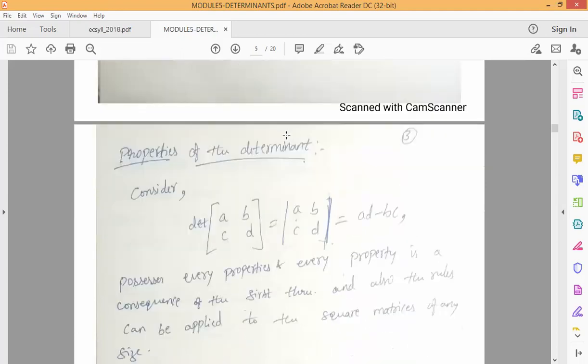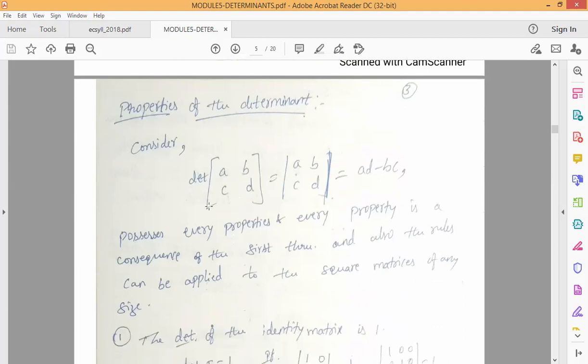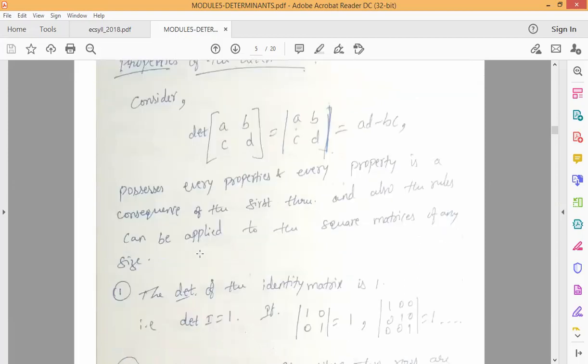Having those concepts in mind, first we are going to look at the various properties of the determinant. Before considering the properties one by one, let us consider the matrix with the elements A, B, C, D. If you are asked to calculate the determinant, it can be obtained as the determinant of A, B, C, D, which is nothing but AD minus BC. That is cross multiplication, AD minus BC. This possesses every property, and every property can be considered as a consequence of the first three properties. And also the rules can be applied to square matrices of any size.